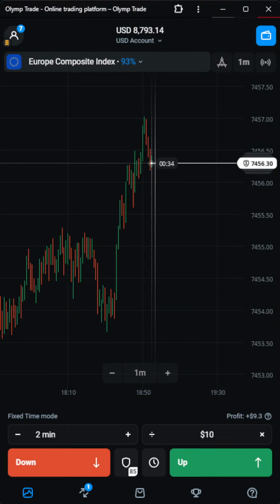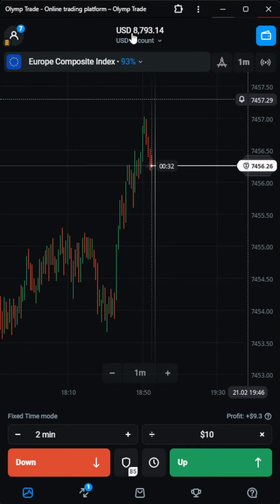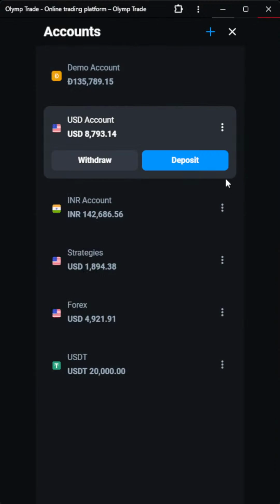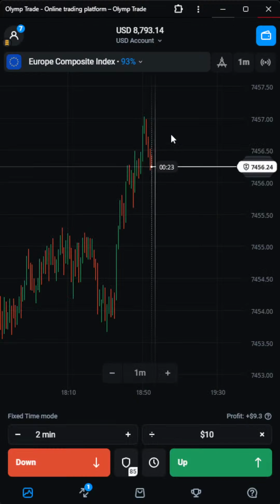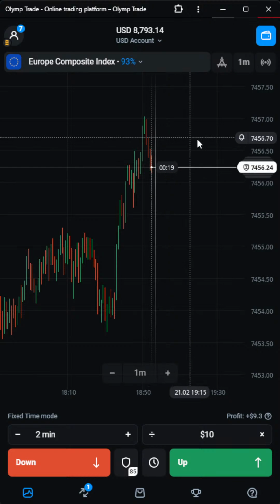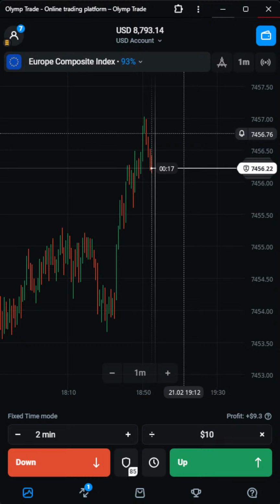How to deposit money, sir? So there is a very easy way to deposit, guys. You can click in here, right? You can see the deposit window. Once you click on the deposit window, there will be payment methods available, which is UPI, bank card, anything in particular. You can select that and deposit your money and then take trades accordingly.